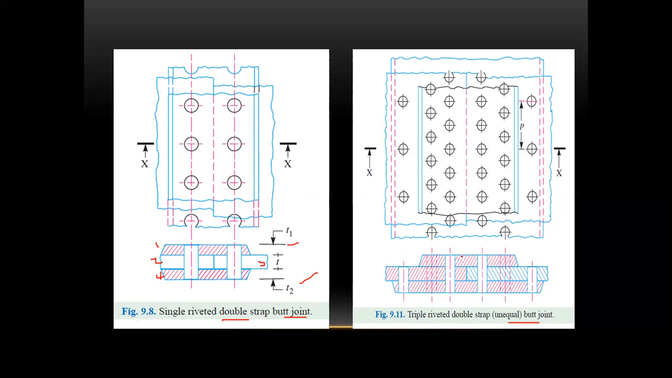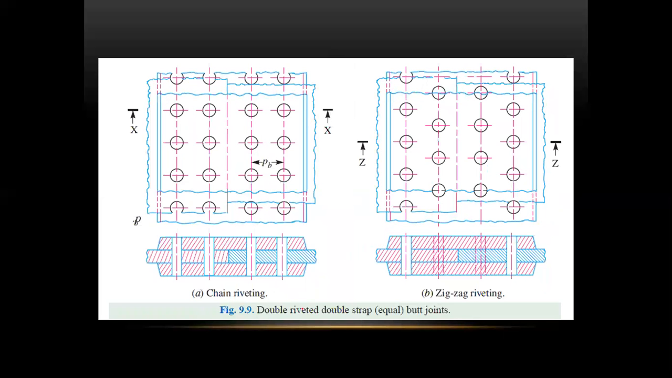Okay, see here again you are having plate 1, plate 2, plate 3 and 4 plates. See the arrangement, how they have arranged. Zigzag manner, unequal shapes. Got it? These are the figures of butt joints.